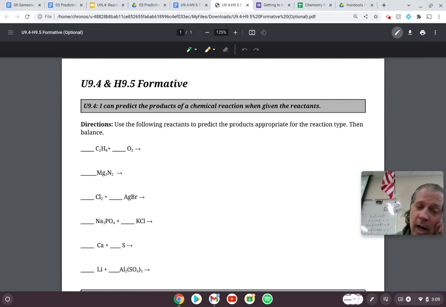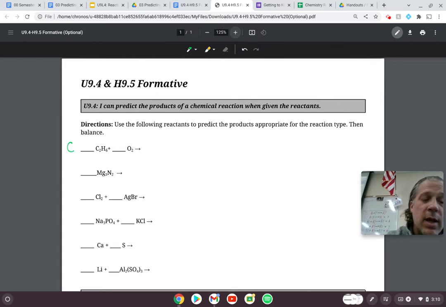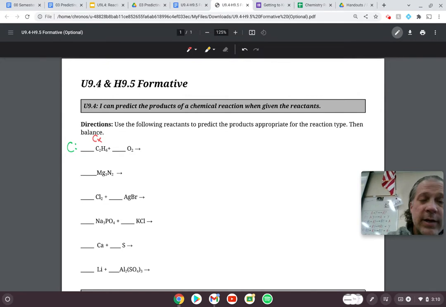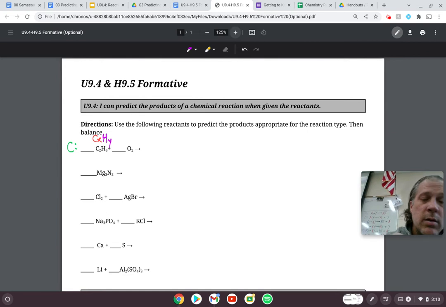The first one, I looked at C2H6 plus O2, and I made the connection that there's a hydrocarbon, the C2H6, and the O2. So that tells me that this is going to be a combustion reaction. So I'm just going to put a C there. And the way I've been labeling them is a CxHy plus O2 will always react to form CO2 and H2O.